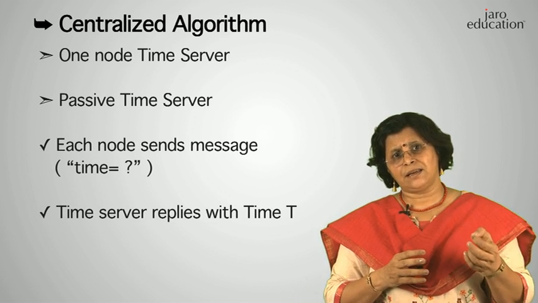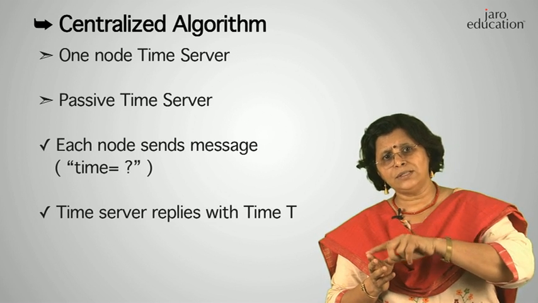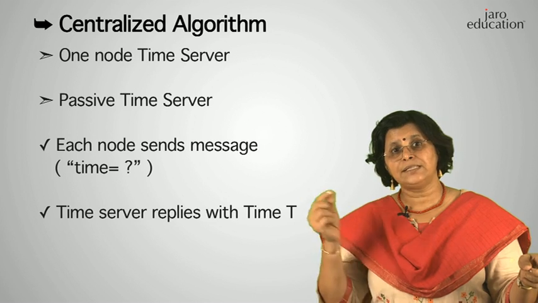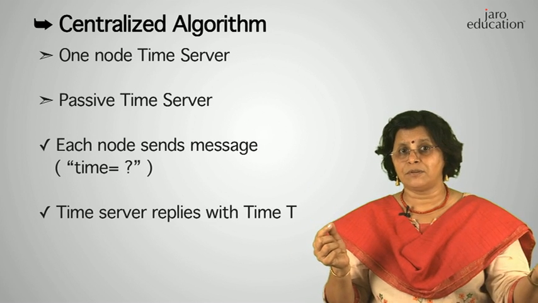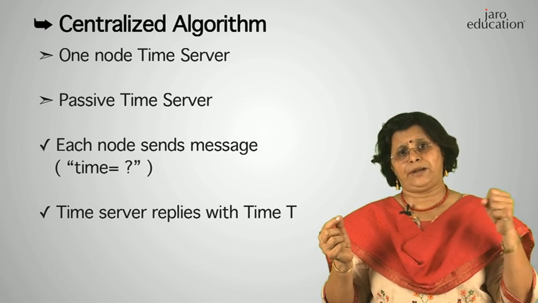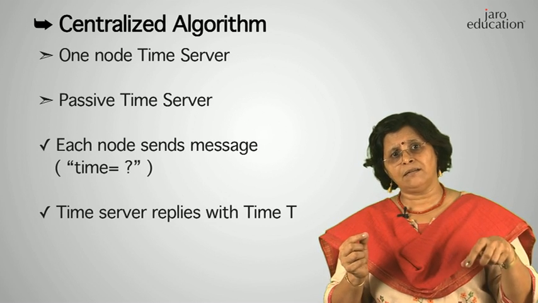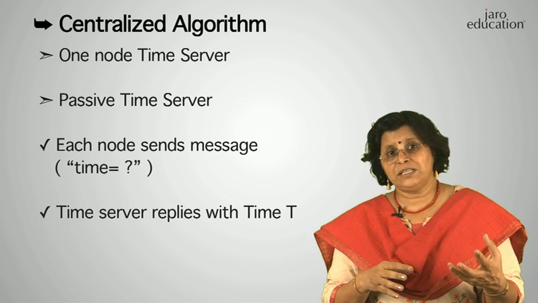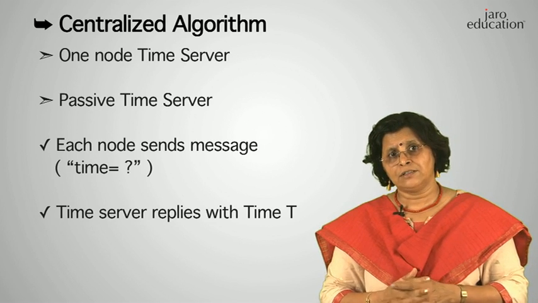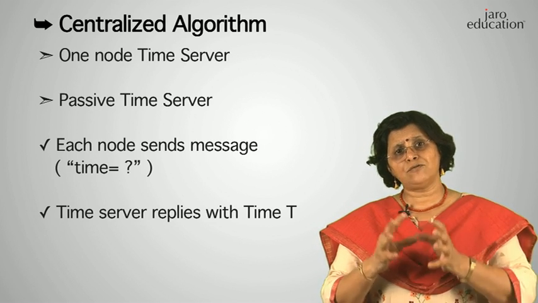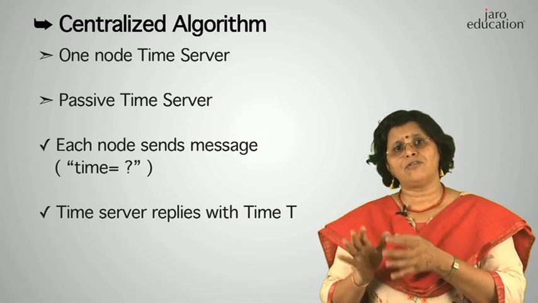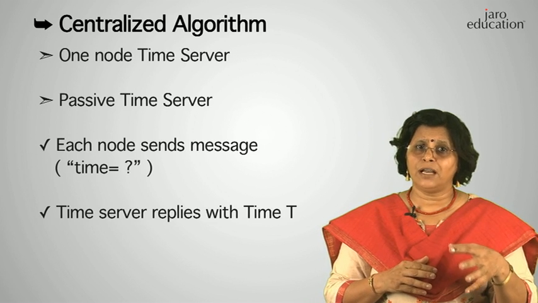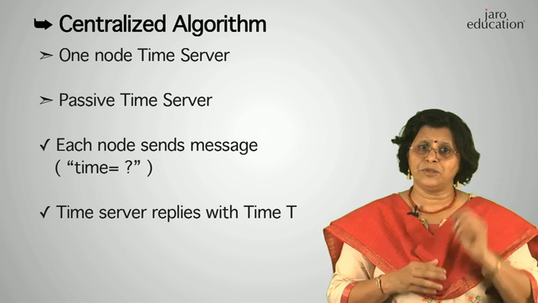Suppose 1 second was required to go and 1 second was required to come back, according to that, the time value which was received will be incremented and incorporated. So this correction is done by the machine itself. Now machine means what? Actually the algorithm. This particular algorithm consists of 2 parts, one part running on the server, that is the time server, and the other part running on each client machine.